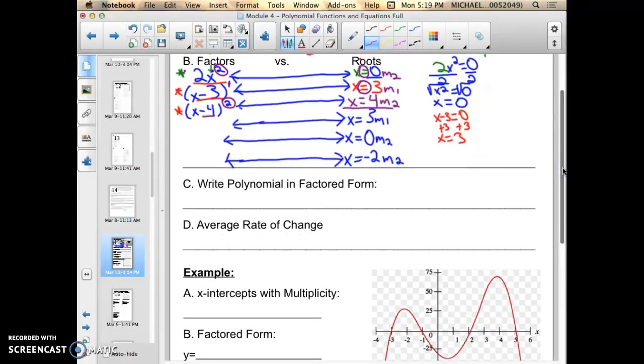Now, we still need to go from root form to factored form as well. That's a very important skill as well. And so, x equals 3 with a multiplicity of 1. I know that it's a positive 3, so in factored form, the relationship would have to be x minus 3. And then it's a multiplicity of 1, so I can put the power of 1 up there if need be, but I don't necessarily have to when it's 1.